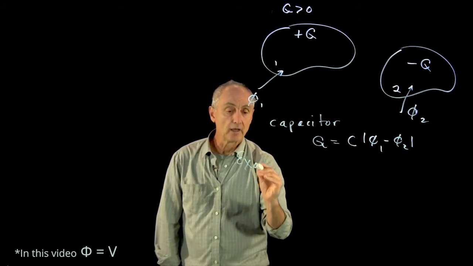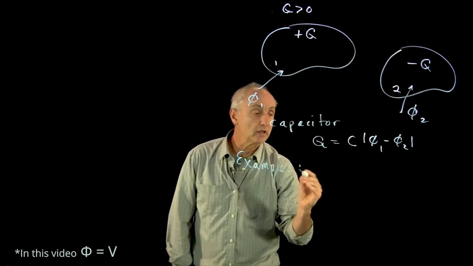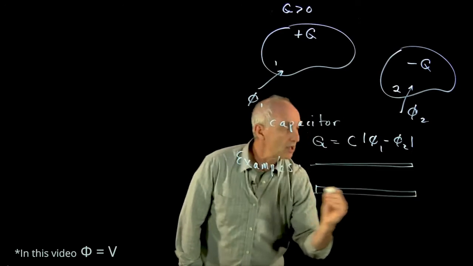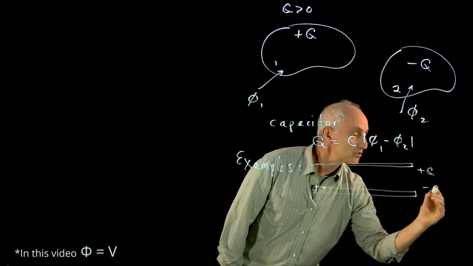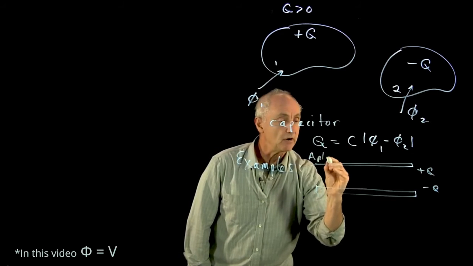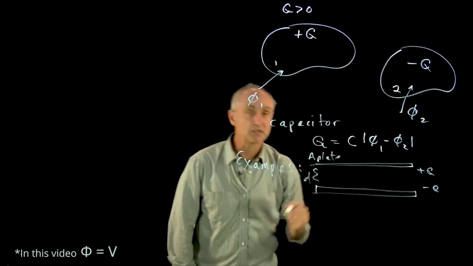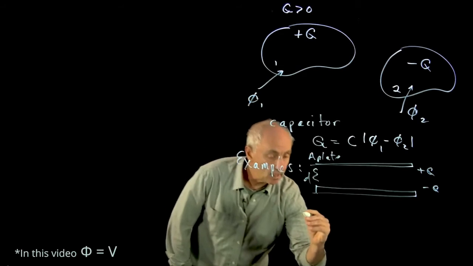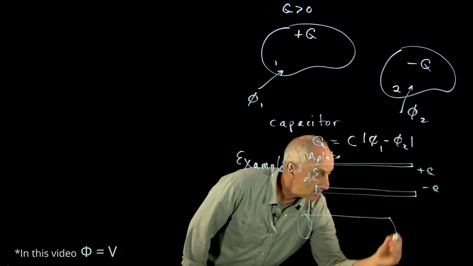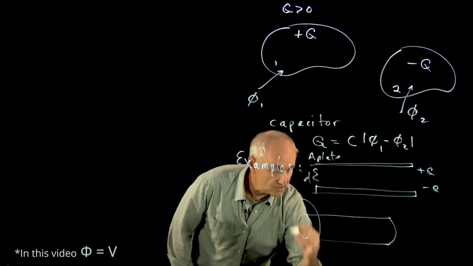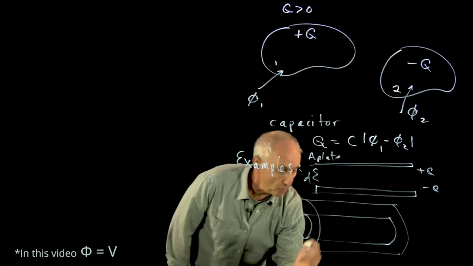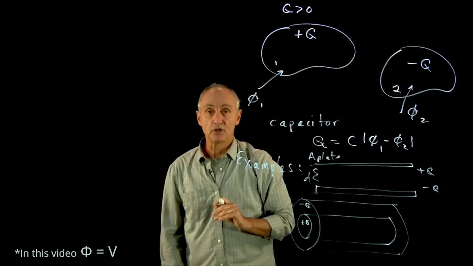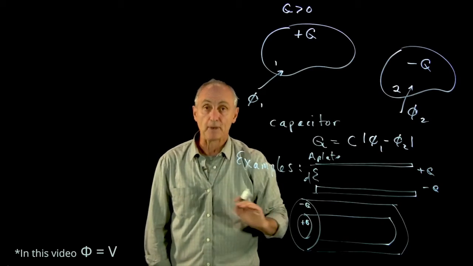And for examples, we can consider the following. We can have very long plates with plus Q and minus Q. The plate has an area A and is separated by a distance d. This is what we call a parallel plate capacitor. And we could have concentric, very long cylinders where the inner one, say, has plus Q and the outer one has minus Q. This is a concentric cylindrical capacitor.